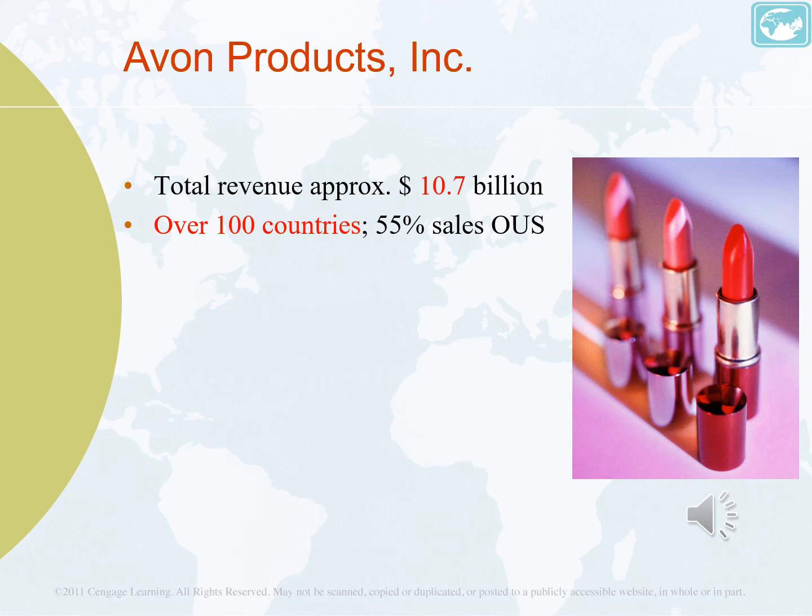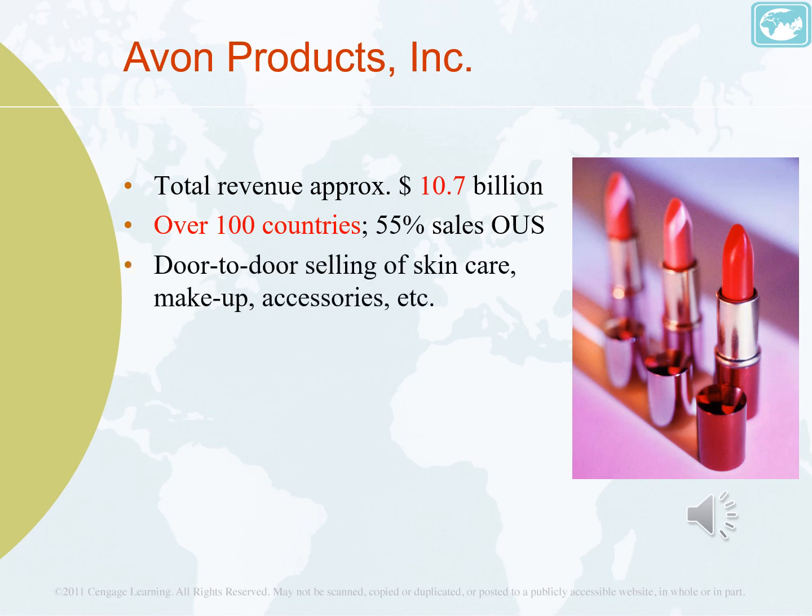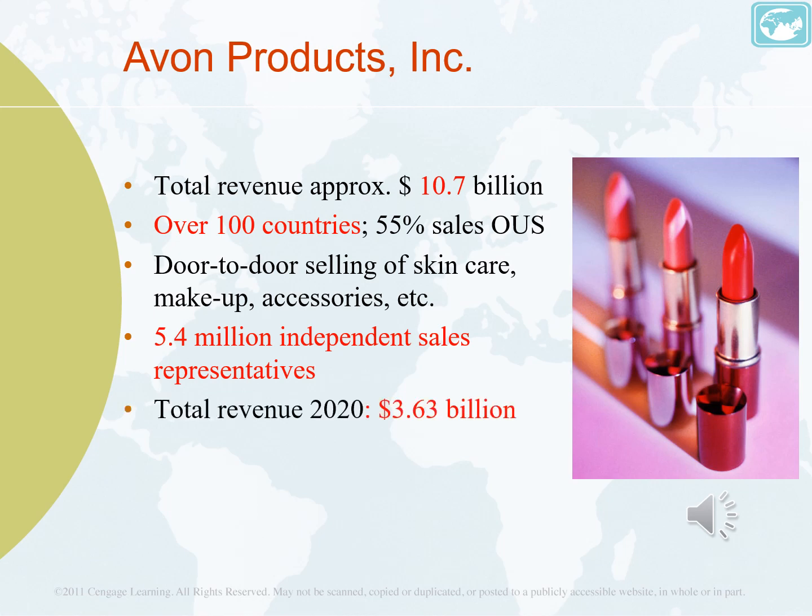Avon is another company. Avon has a total revenue of about $10 billion, okay? And mostly cosmetic products. They have a presence in over 100 countries. 55%, more than half of its sales, is outside of the United States. They use door-to-door selling of skincare, makeup, accessories, etc. They employ 5.4 million independent sales representatives.